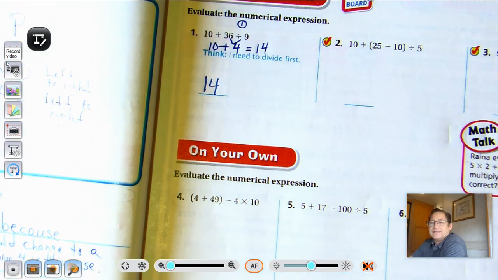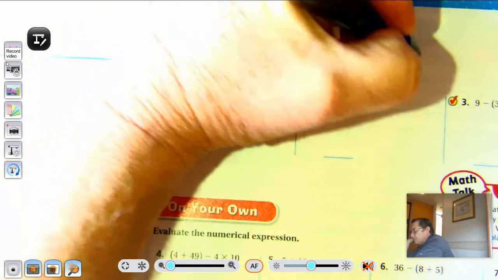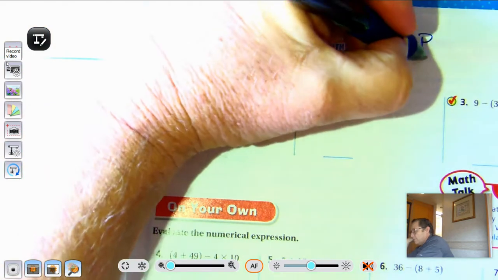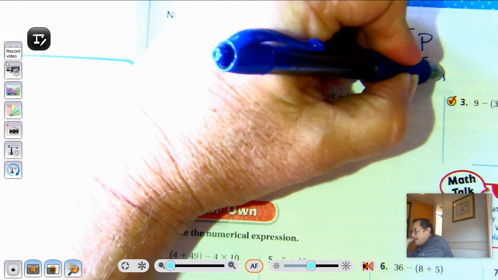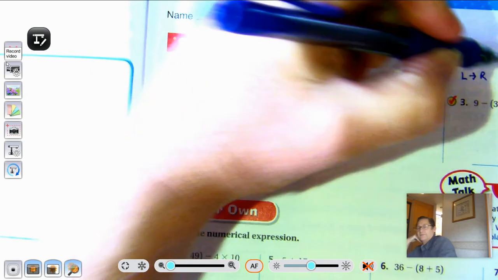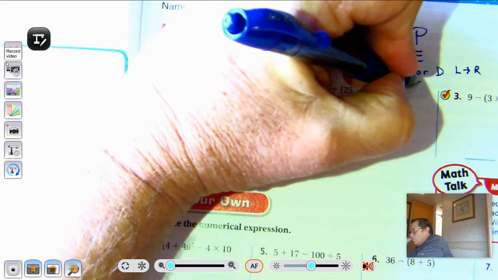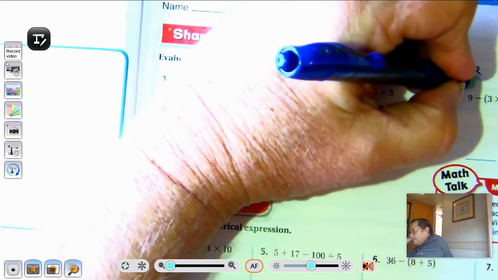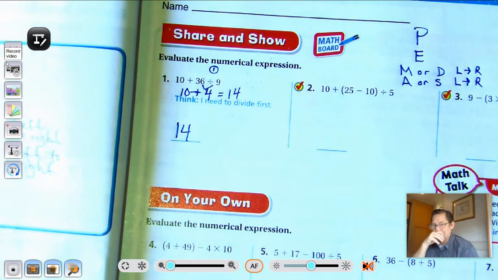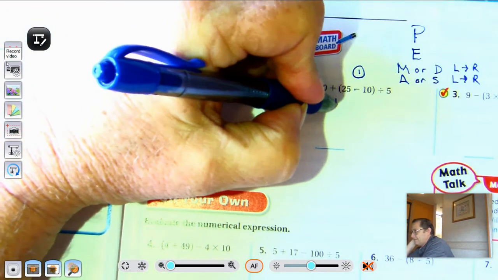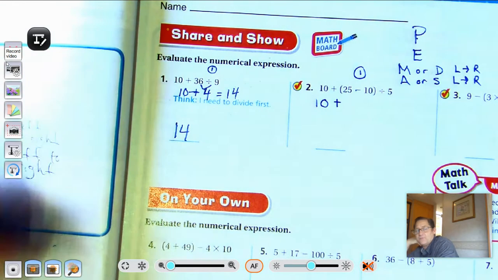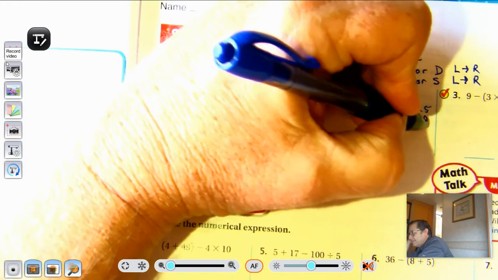right, number 2. 10 plus the difference of 25 and 10 divided by 5. All right, so let's say I get confused and I'm not sure what I'm supposed to do first. Well, let's write out what our order is. Parentheses, followed by exponents, multiply or divide, left to right, then add or subtract, left to right. Okay, so I do see parentheses in this problem, so this is going to be first. Right, so I'm going to rewrite the 10. I'm not doing anything with that or the addition sign. I am going to take away 10 from 25. 25 take away 10. That's 15.